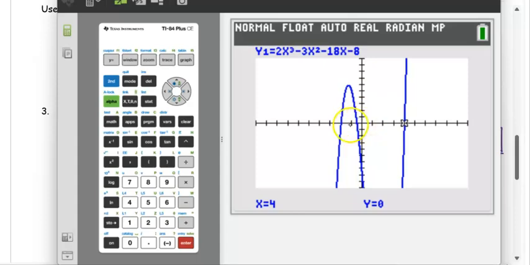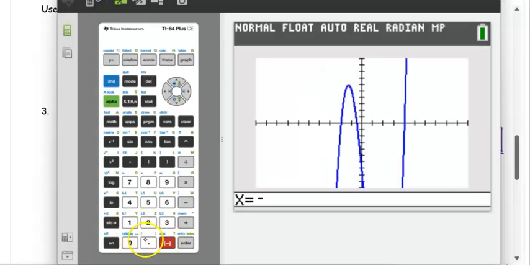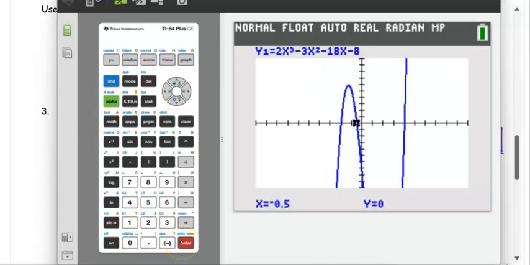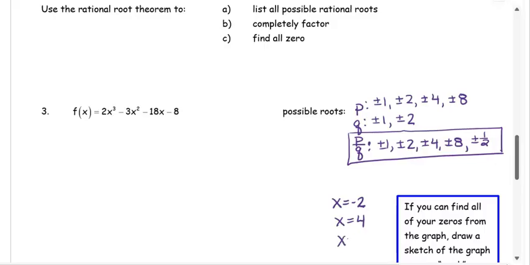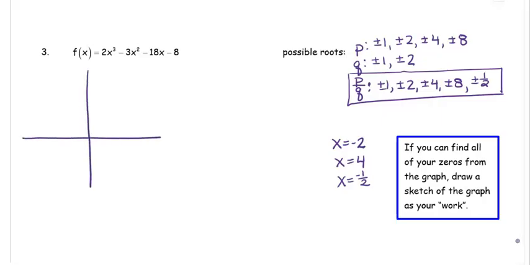Looks like it's in between 0 and negative 1. I'm going to check negative 1/2, and I see that that works as well. So x equals negative 1/2. I have found everything just looking at that graph. Sometimes that's going to happen. We love it when that happens, because instead of having to depress and factor the polynomial, the work that you show me is just a quick sketch of what that graph looks like.